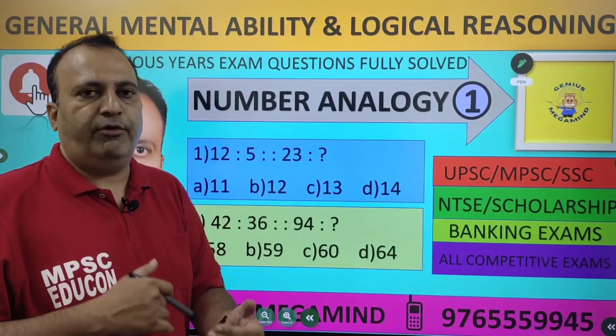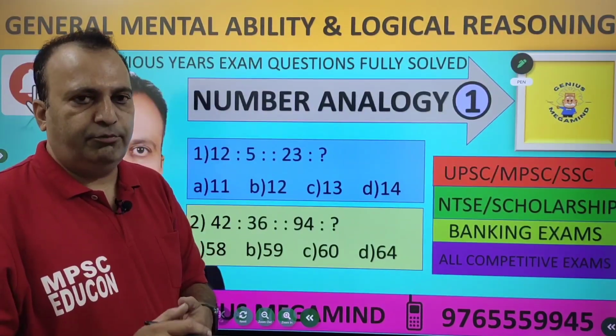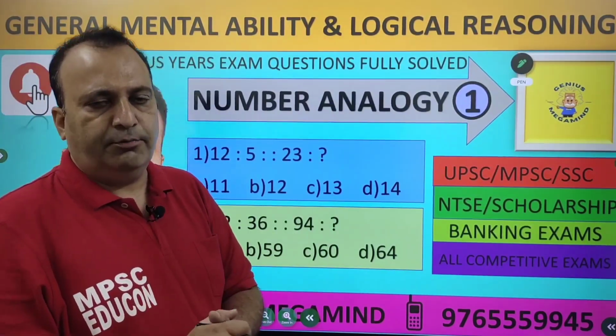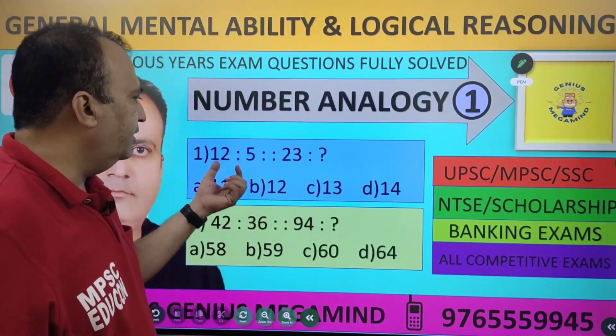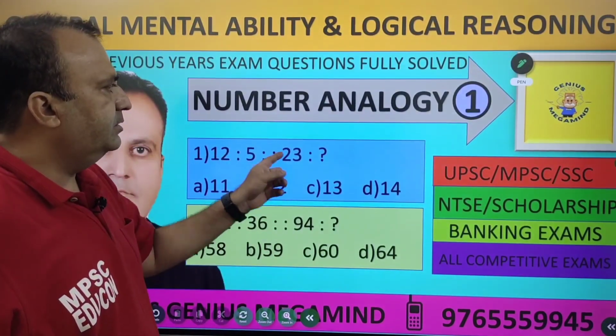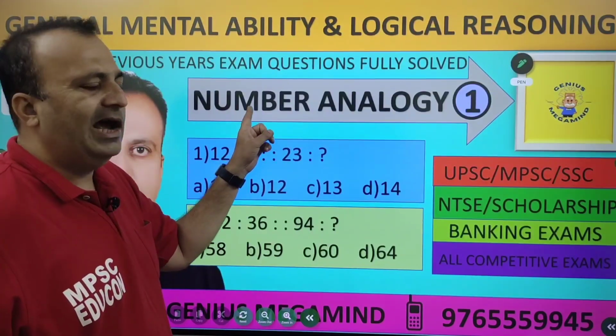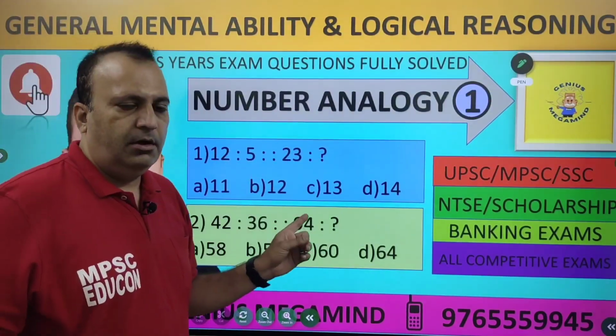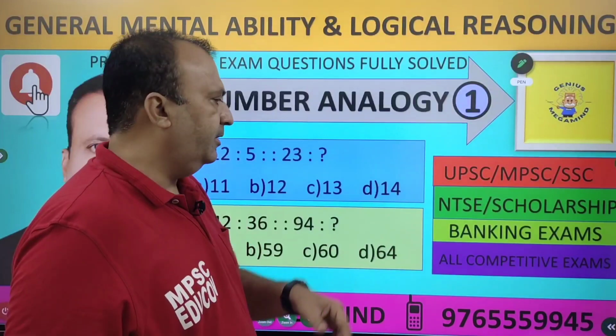We are supposed to find out the correlation, we are supposed to find out the analogy, we are supposed to find out the similarity between the numbers which are given over here, since the name of the topic is number analogy. So we are here to find out the analogy between the numbers.